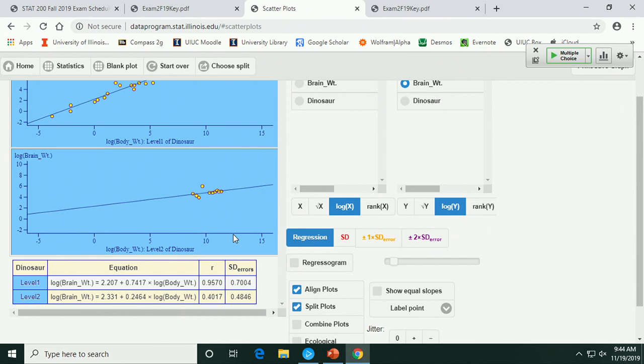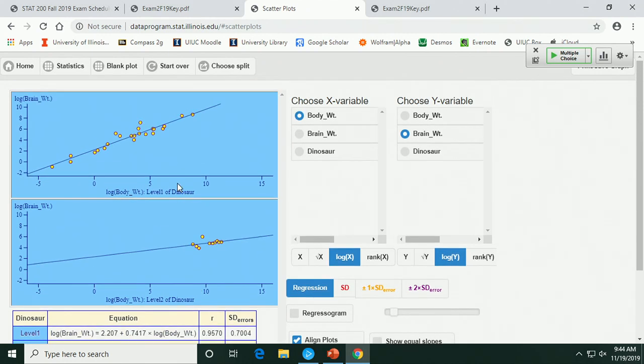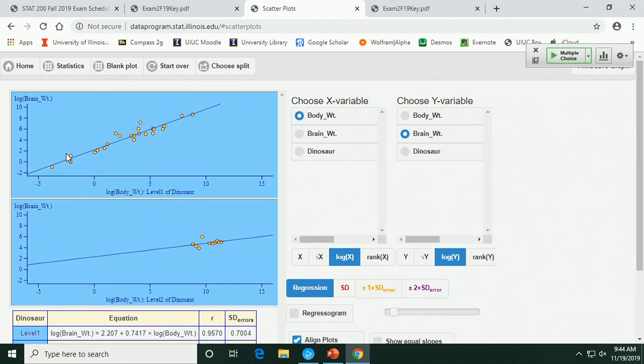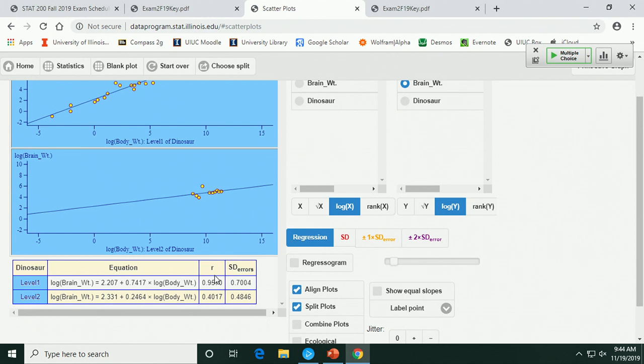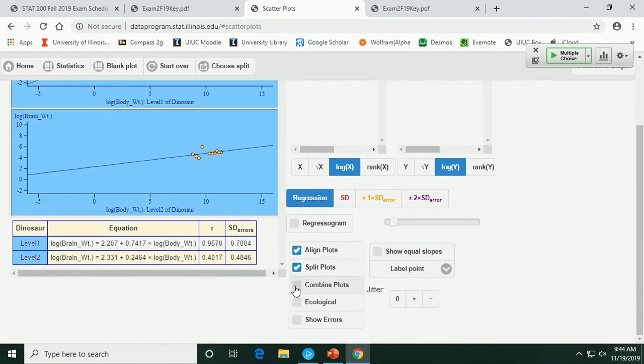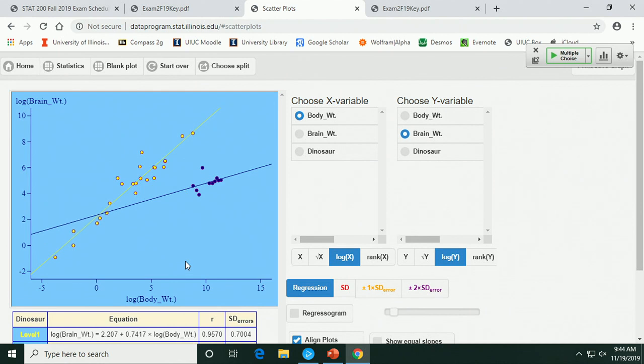And do you think it improves the fit? Yes, look at the overall regression. Well, it certainly improved the fit for the mammals. Certainly did. And R went up, the errors went down, and it improved the fit for these somewhat too. Now let's see if we combine the plots, what does it look like? All right, so as we said, we did a much better fit for these.